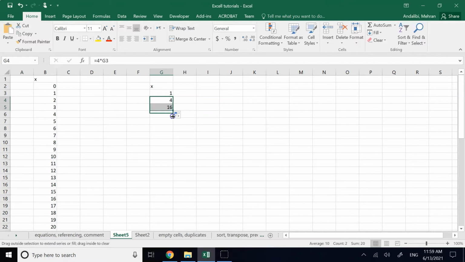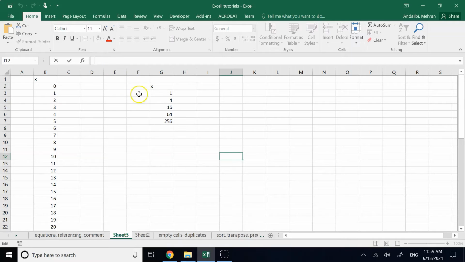If I drag it one more down, now G6 is going to be 4 times G5, and then I can keep going down, right? So by an equation, I could resolve the problem. I could relate each cell to the previous cell. Now, this way of referring is called relative referencing. What does that mean?